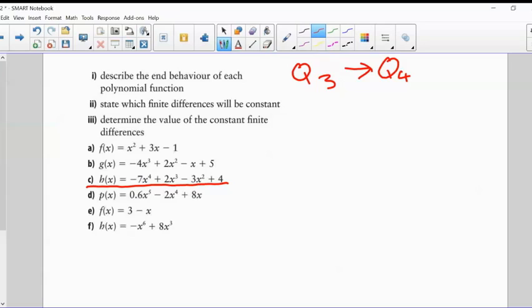Let's ask the next question now, which is, which finite difference will be constant? And that question goes to Rachel. Rachel, are you there? Can we go over?